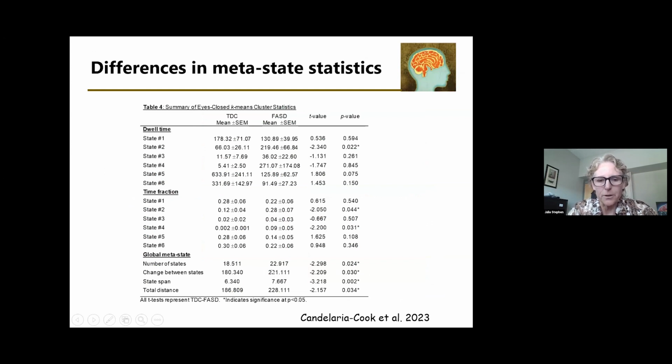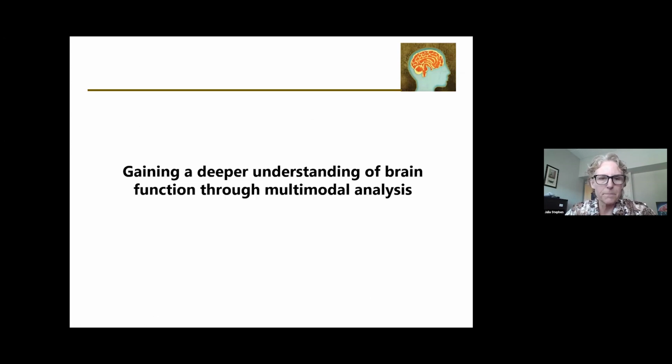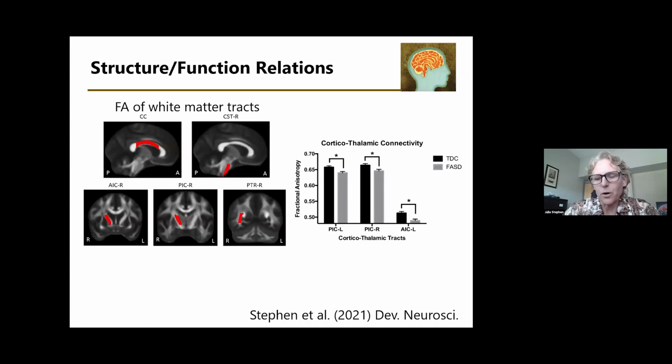That was significantly different, and the kids with FASD change states more frequently than the typically developing controls. So this is consistent with what we see behaviorally because these kids also have attention deficits similar to kids with ADHD. So you may expect that the brain is essentially switching between states more frequently because of that. So we do find it important to continue to also look for both structural and functional links.